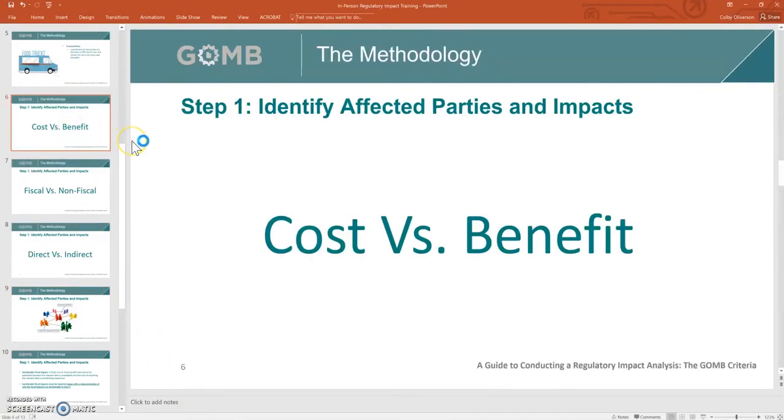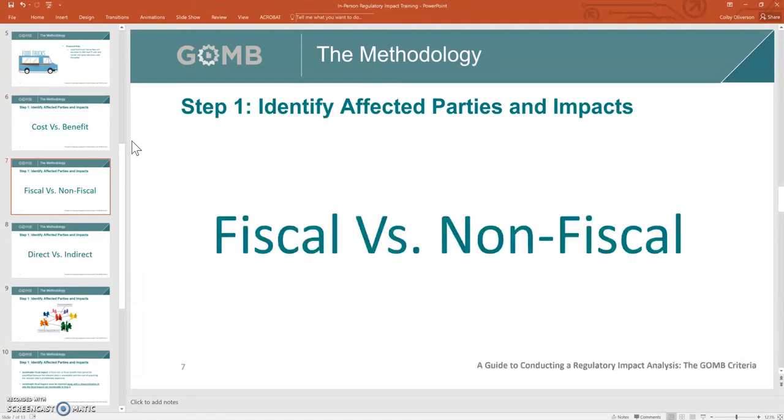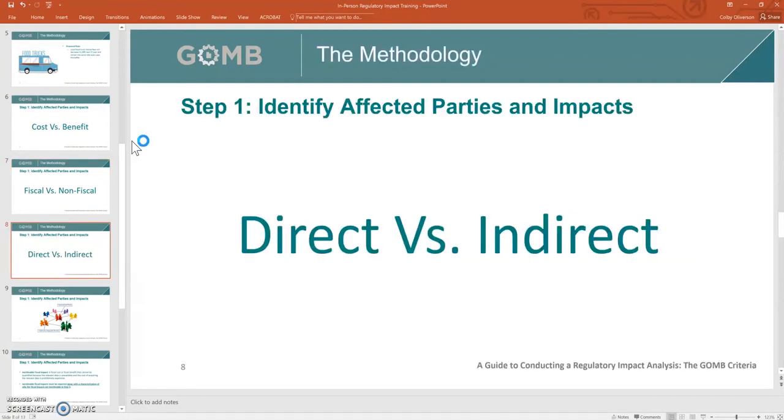So the first group is cost and benefit. Cost is an impact that has a negative implication. Benefit is an impact that has a positive implication. Next group is fiscal and non-fiscal. Fiscal is an impact that involves money. Non-fiscal is an impact that does not involve money. We'll move to direct and indirect.